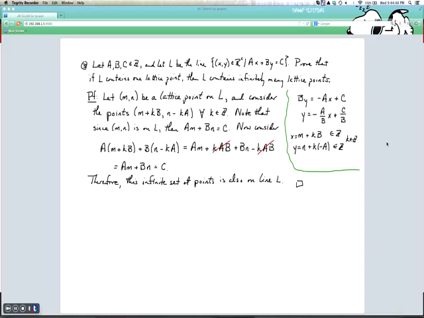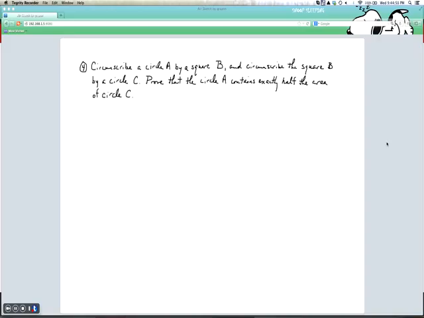Let's go to number 4. This is the point where they ask us to circumscribe a circle A by a square B, and then circumscribe the square B by a circle C, and then prove that the area of A contains exactly half the area of the circle C. So what we probably want to do here, and I'm a big believer in diagrams and pictures if it helps, is just draw the picture.